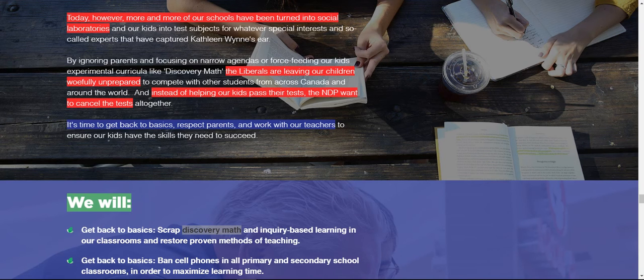Discovery math. What is discovery math? Doug Ford's talking about discovery math. He says he's going to scrap it and return back to the basics. And despite working in education, I didn't actually know a whole lot about discovery math. I just kind of let it go.